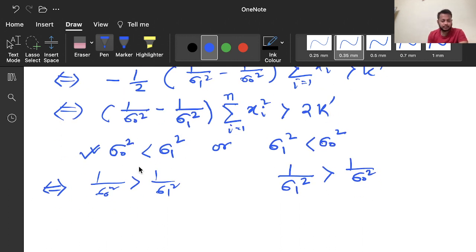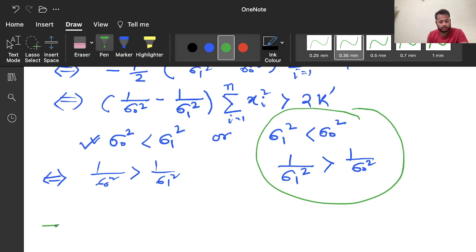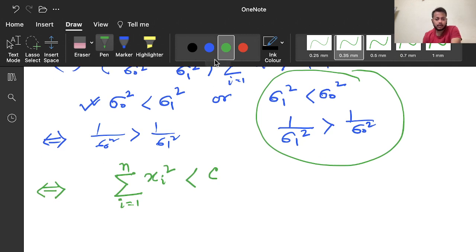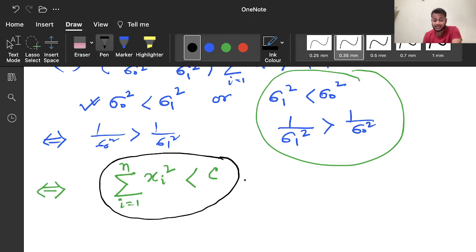Now you see, let me work with this condition. So if you do this, it will become summation of i equal to 1 to n xi square less than some other constant, suppose this is C. Now this is the condition for which we will reject the null hypothesis.